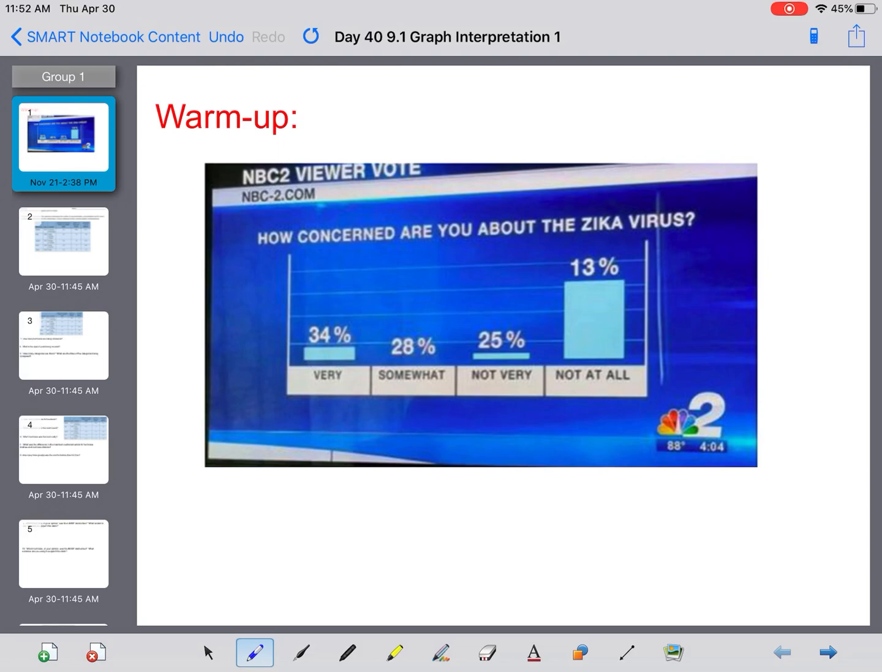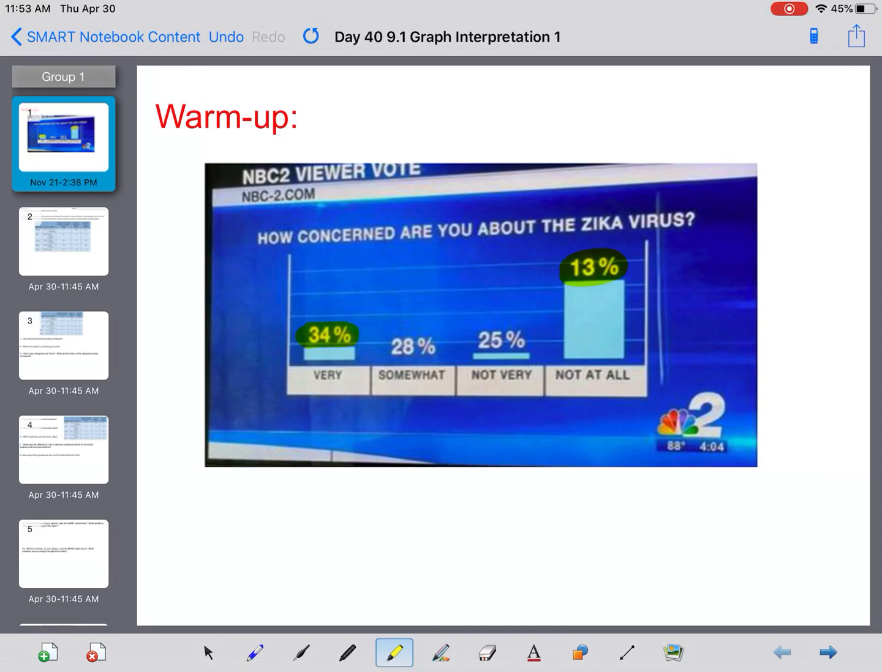All right, hopefully you had a chance to make some mental notes here. First thing, if this was flashed on a screen really quick, I noticed my eye is naturally drawn to this highest bar right here. When we're talking about the Zika virus, it looks like the majority of the people are not at all concerned about it. So that's my first impression. However, upon further inspection, looking at the numbers themselves, 13 is the smallest percentage being represented, yet it is the tallest bar. So this tells me there's something really wrong with this particular graphic.